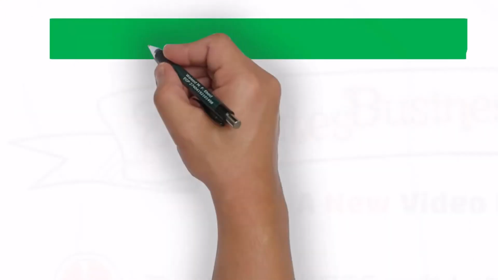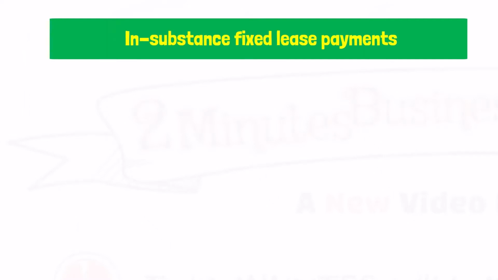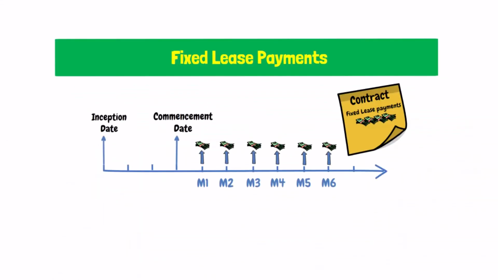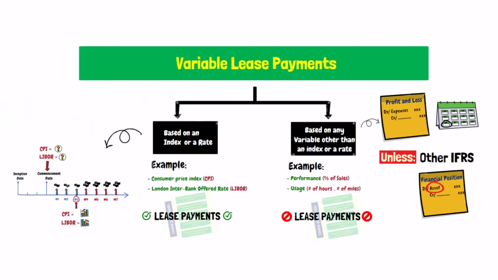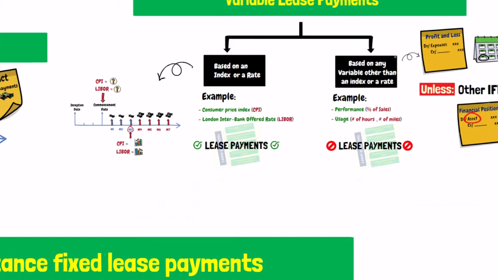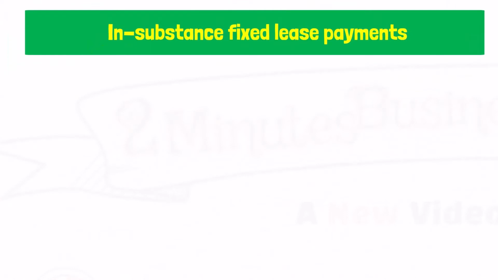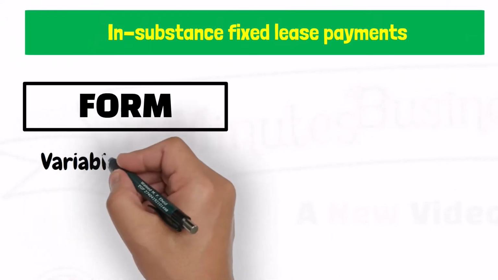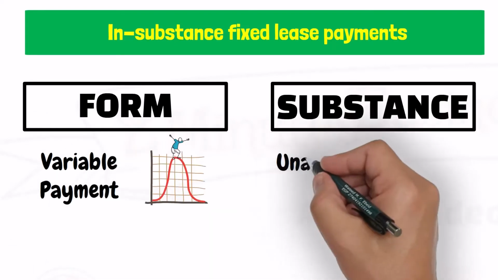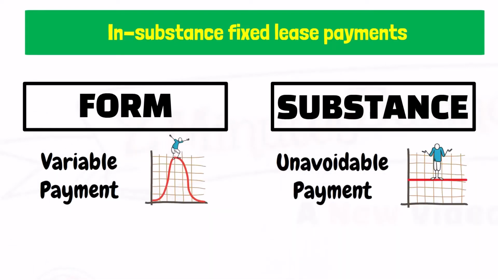The third component of the lease payments is the in-substance fixed lease payments. The first component of lease payments that we talked about was the fixed lease payments, and the second component was the variable lease payments. Here, the third component, which is the in-substance fixed payments, are payments that have the form of a variable payment, but in substance, those payments are unavoidable.